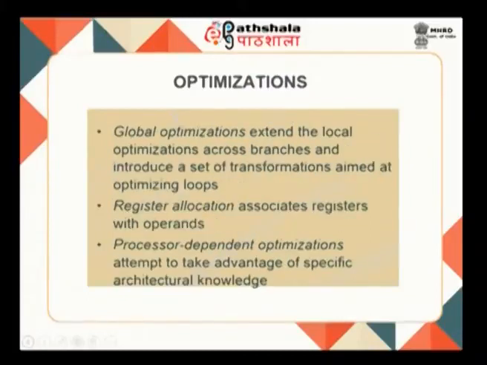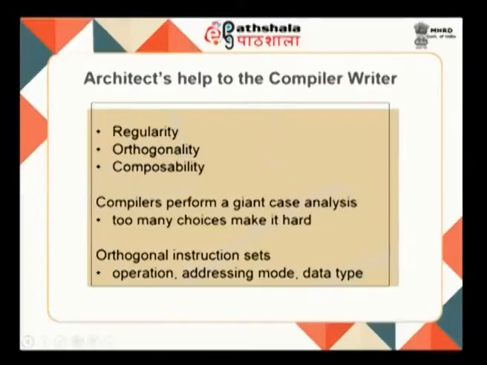The basic rules that the hardware can provide to support the compiler writer are regularity, orthogonality and composability. When the compiler does a giant case analysis of a big program, it may have too many options. So, it becomes very hard for the compiler to make choices on which path to choose. If the architecture is able to give some indication to the compiler that this would be a better option, then it will be very useful to the compiler.